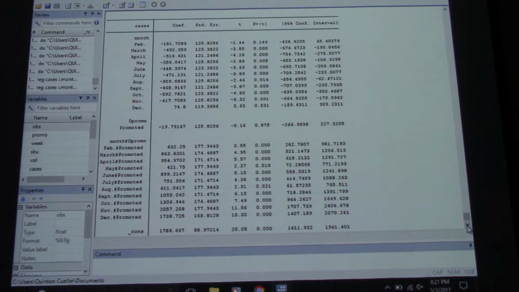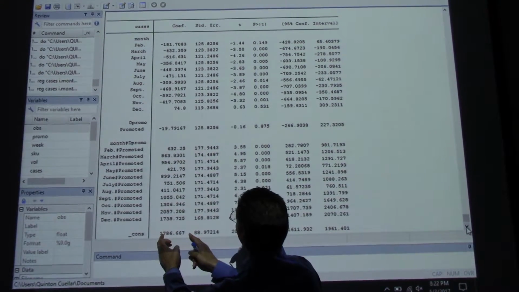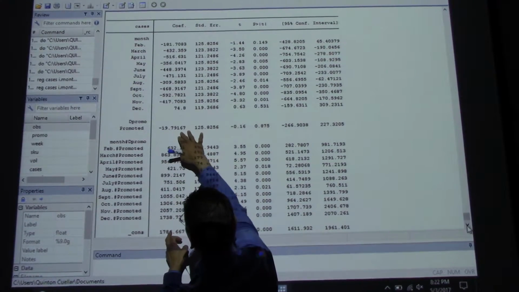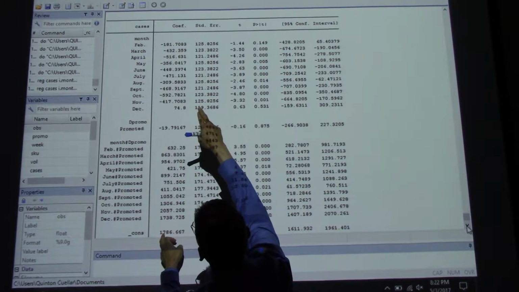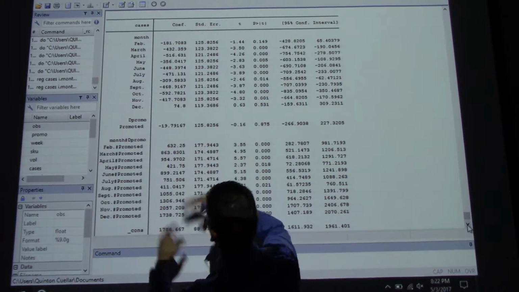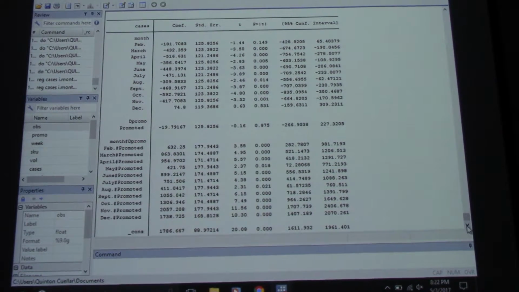Now this is kind of a mess. But we can use margins to clean it up a bit. Margins will sort everything out for us. In other words, here's non-promoted, this plus that is promoted for January, and for February it's this plus that non-promoted, and then this plus that plus that. Instead of doing all that by hand, margins will construct all that data for us.